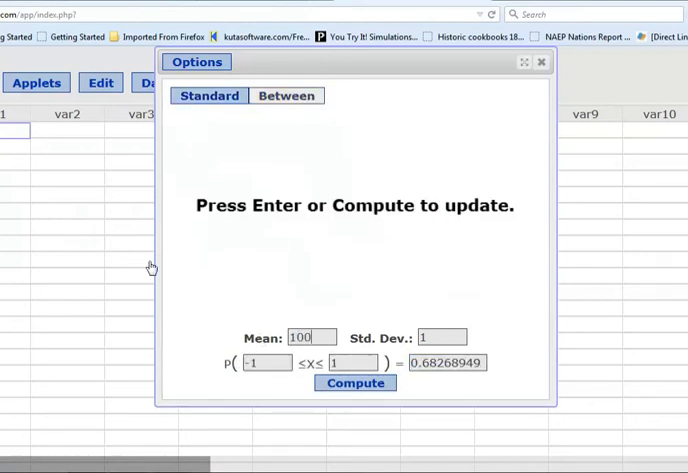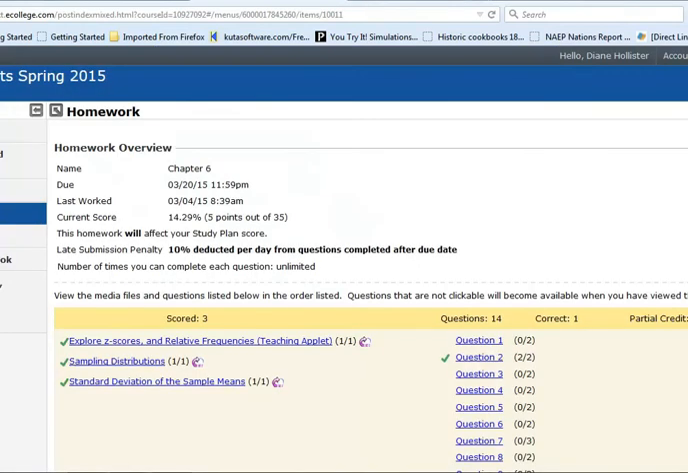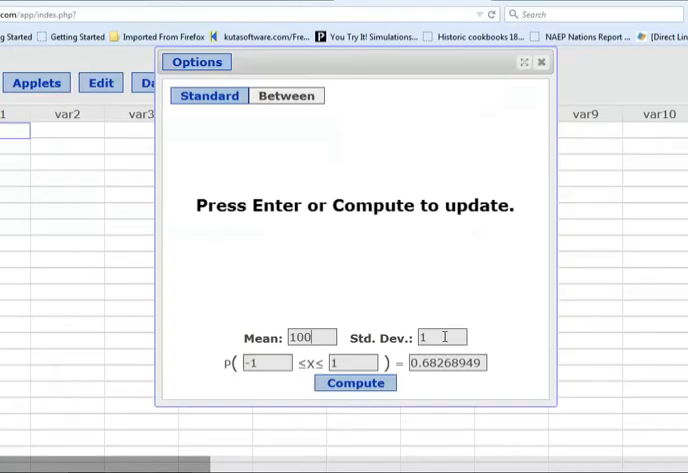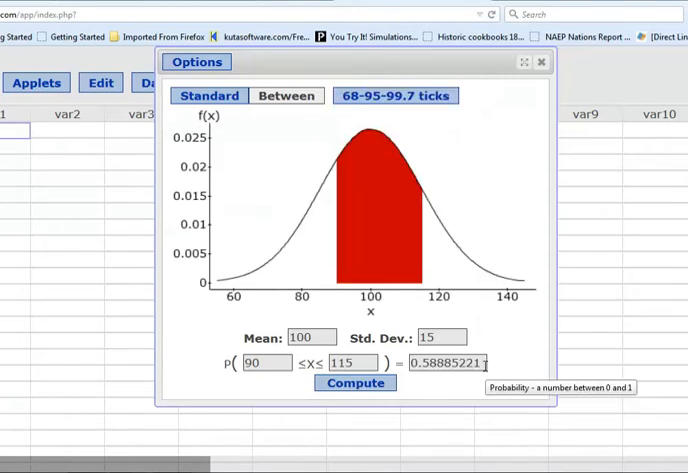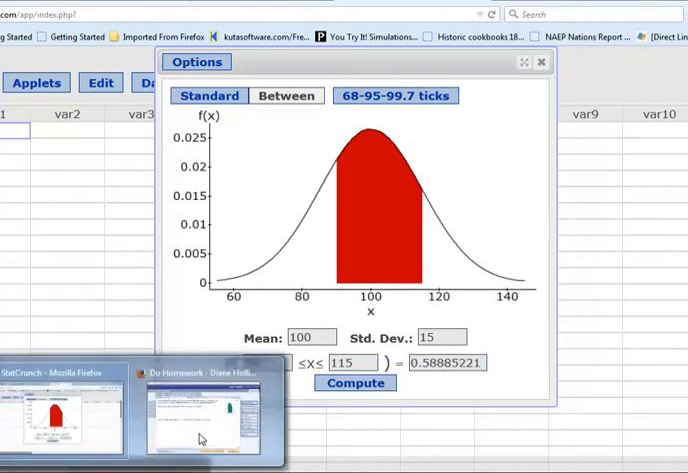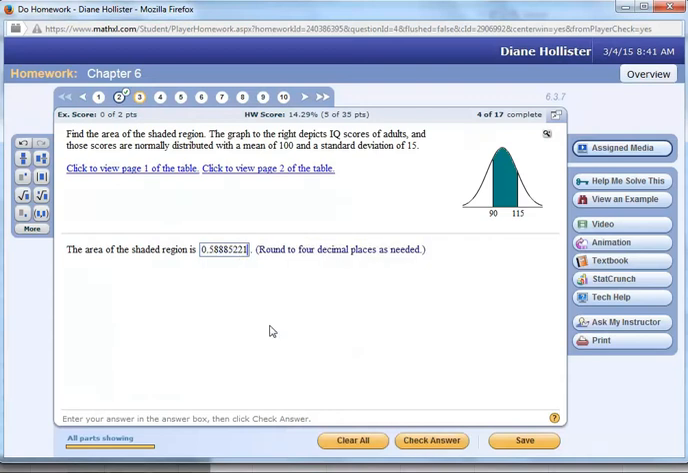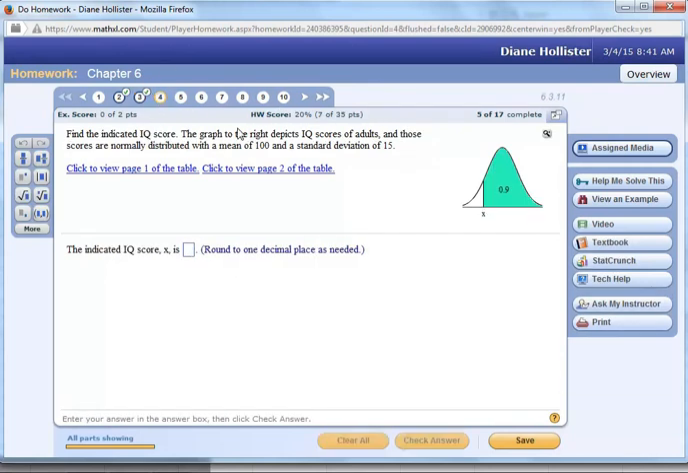We're going to put our standard normal distribution. We're going to go back, take a look at that question again, verify the mean is 100, standard deviation is 15. Excellent. So we're going to put 100, 15, and we want to know what's the chance that they're between 90 and 115, and we're going to click compute. Notice my shaded diagram shows the area between 90 and 115, which is what we're looking for. So we can go back to our homework and round to 4 decimal places and check our work.